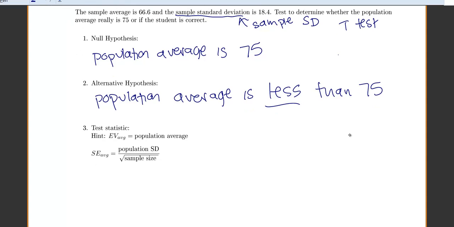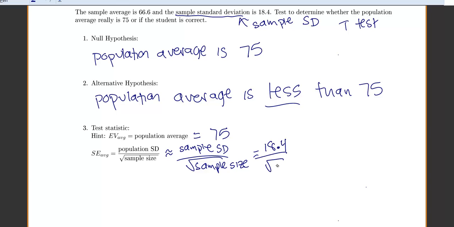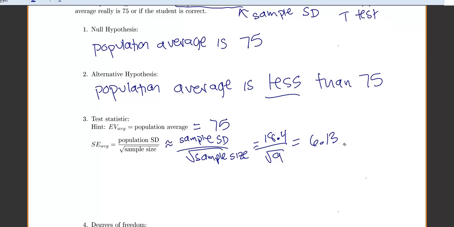Now let's calculate our test statistics. So the expected value for the average would be 75 because we assume that the null hypothesis is true, so the population average would be 75. And the standard error is population SD, but we don't know that, so we'll estimate it with our sample SD over square root of the sample size. So my sample SD is 18.4. My sample size is 9. This gives me 6.13.